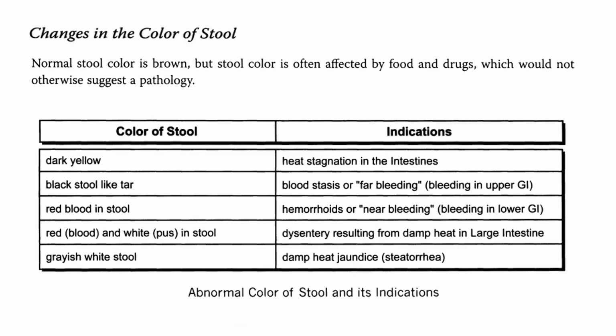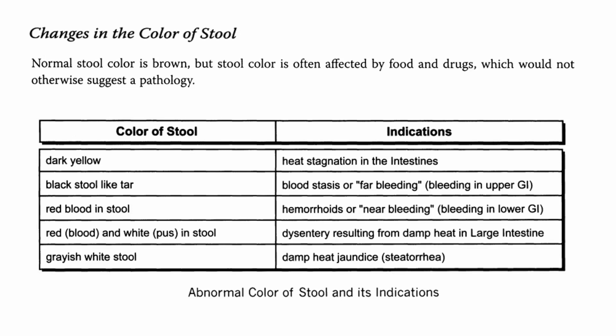Now, next is the changes in the color of stool. Normal stool color is brown, but stool color is often affected by food and drugs, which would not otherwise suggest a pathology. For the color of the stool, if it is dark yellow, this indicates heat stagnation in the intestine. If it is black stool like tar, this indicates blood stasis or bleeding in the upper GI.